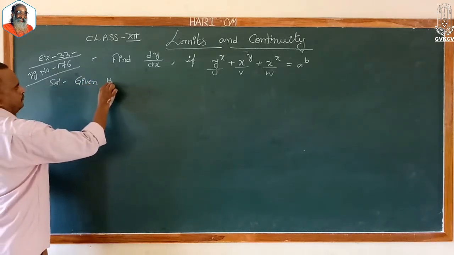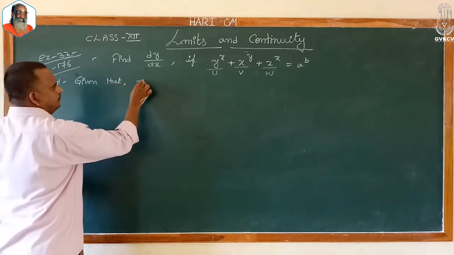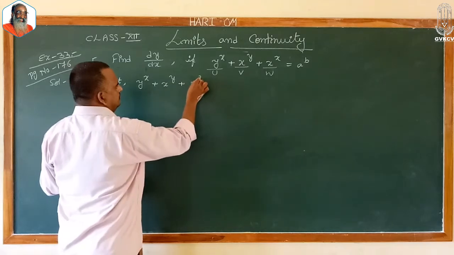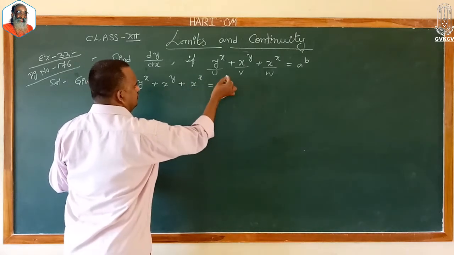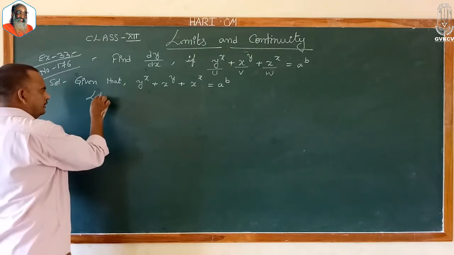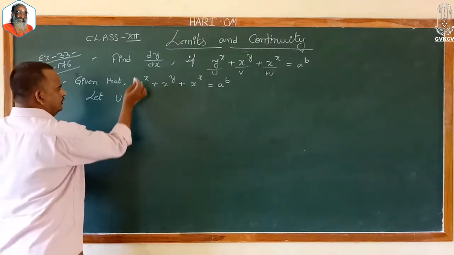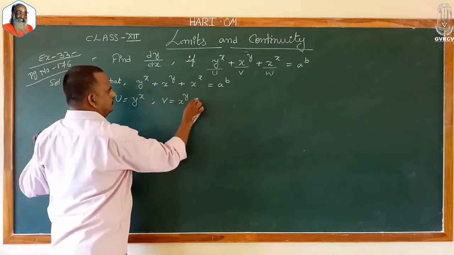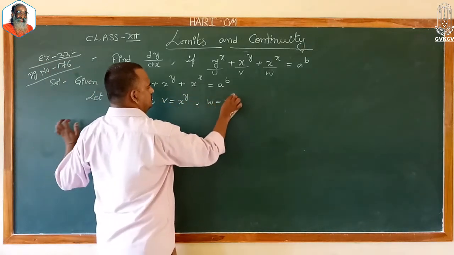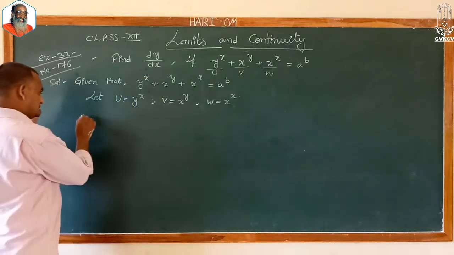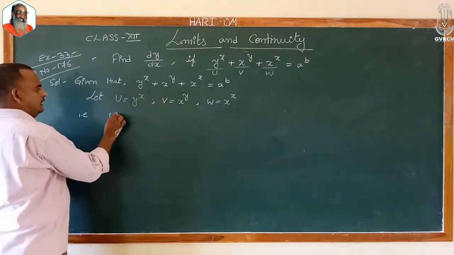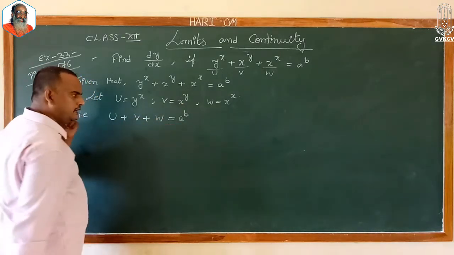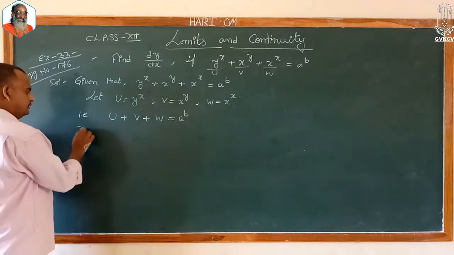Given that, what is given for us? y^x + x^y + x^x = a^b. Let u = y^x, v = x^y, w = x^x. That is, I have u + v + w = a^b.